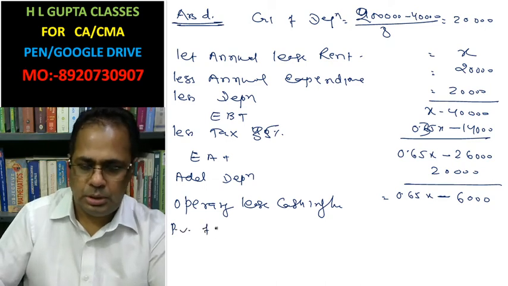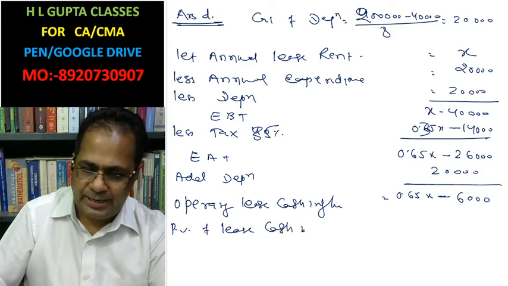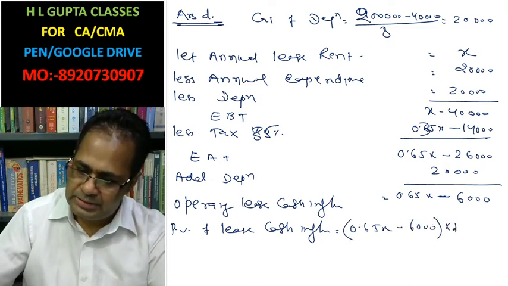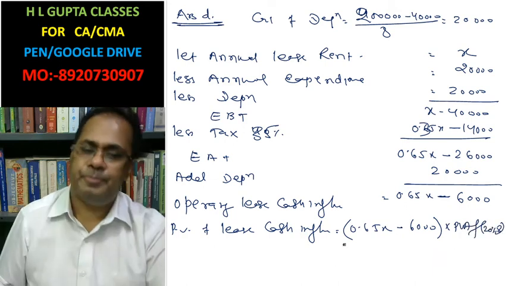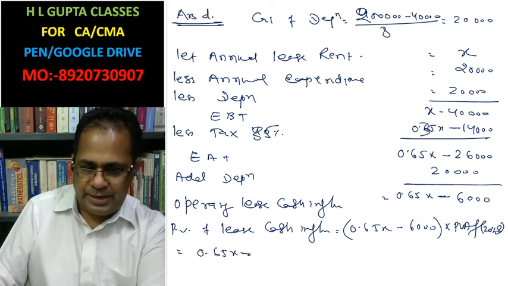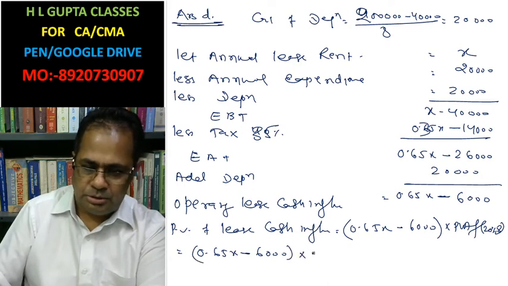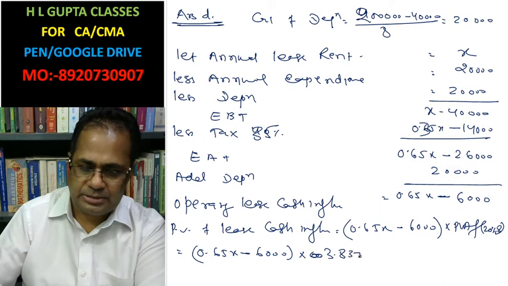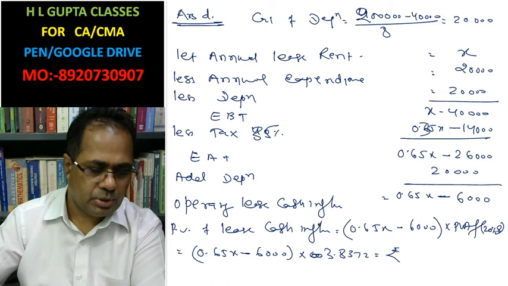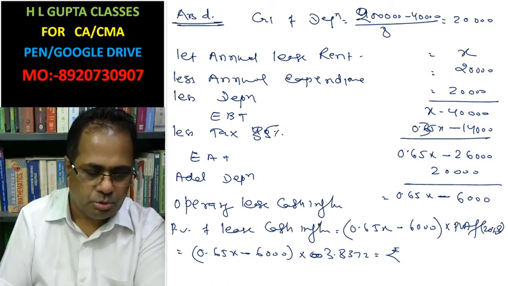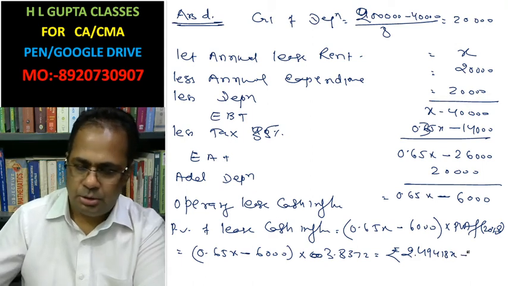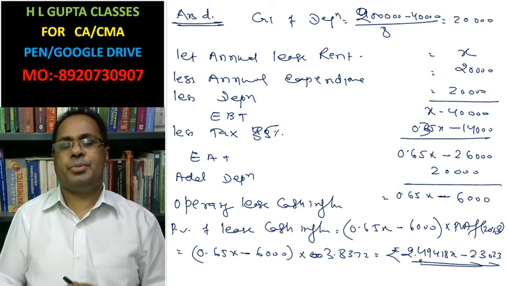Present value of lease cash inflow is 0.65x minus 6,000 into present value annuity factor 20%, 8 years, 3.8372, so 2.49418x minus 23023. This is the present value of operating cash inflow.